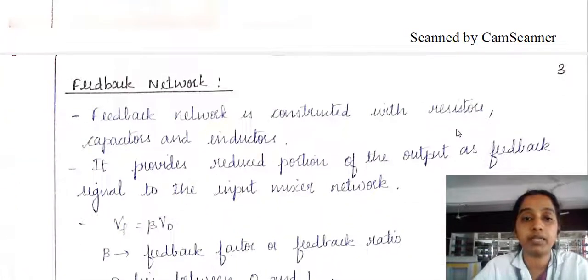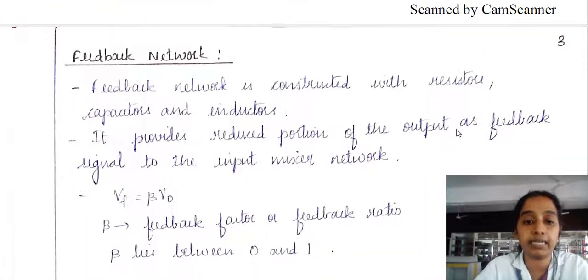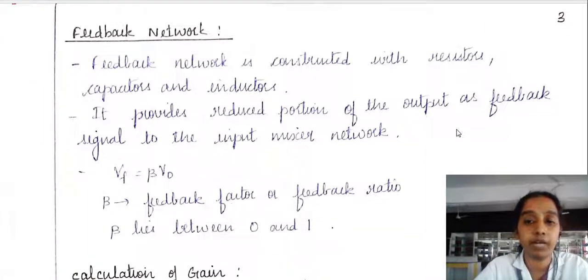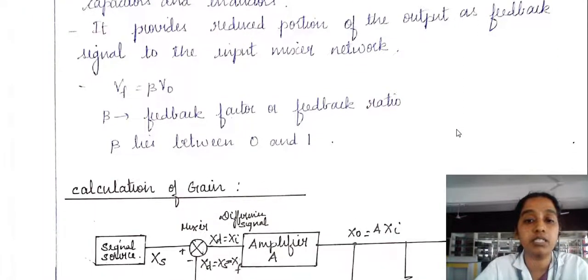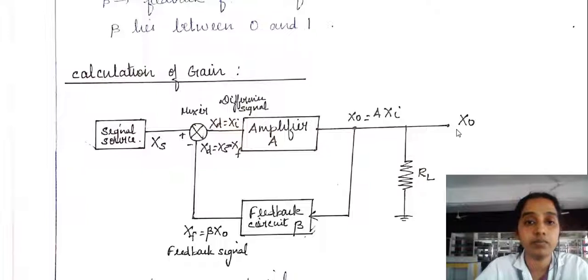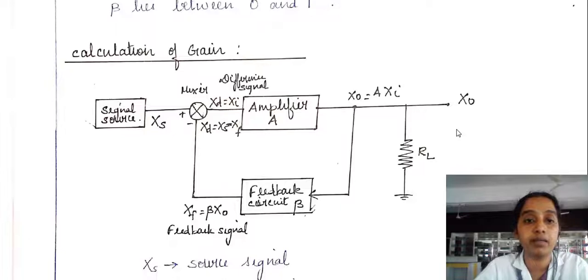What is the feedback network? The feedback network can be constructed using resistors, capacitors and inductors, and we have a feedback factor or feedback ratio beta which lies between 0 and 1. When calculating the gain of the negative feedback, consider the general block diagram: we have a signal source, and consider Xs, which can be a voltage or a current parameter. And we have the amplifier. Before the amplifier we have a mixer.